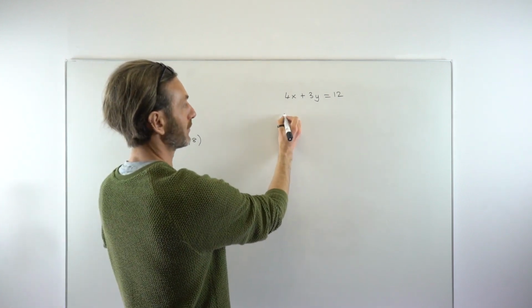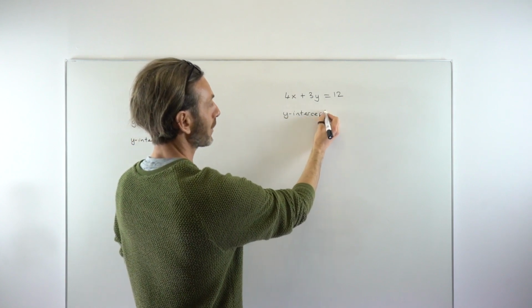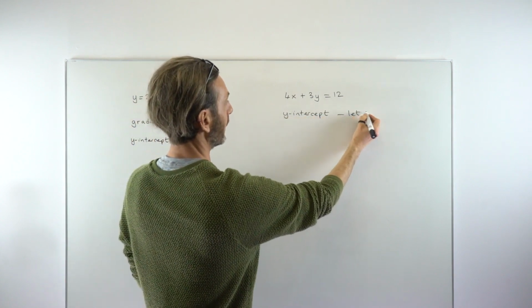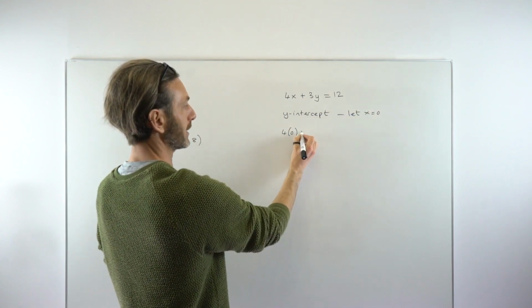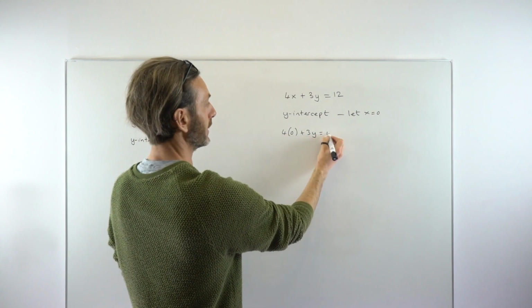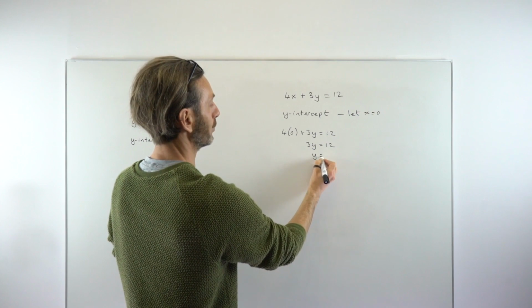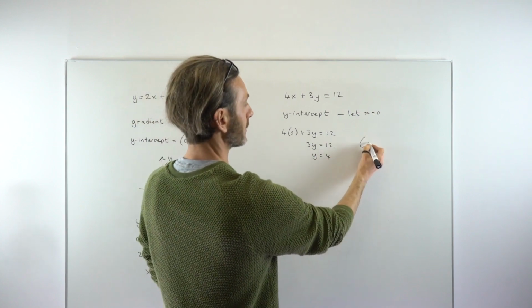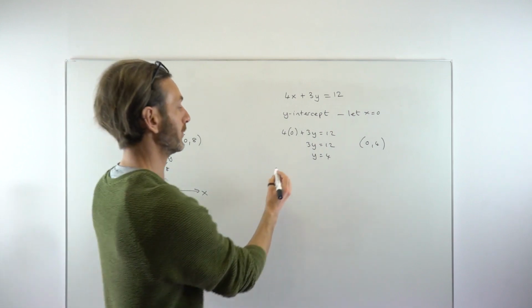So if we're trying to find the y-intercept, we can just say that we're going to let x be 0. Taking our equation, that's going to be 4 times 0 plus 3y equals 12. That's just 3y equals 12, and then y equals 4. So that tells us that our y-intercept is at (0, 4). So there was no rearranging involved there.